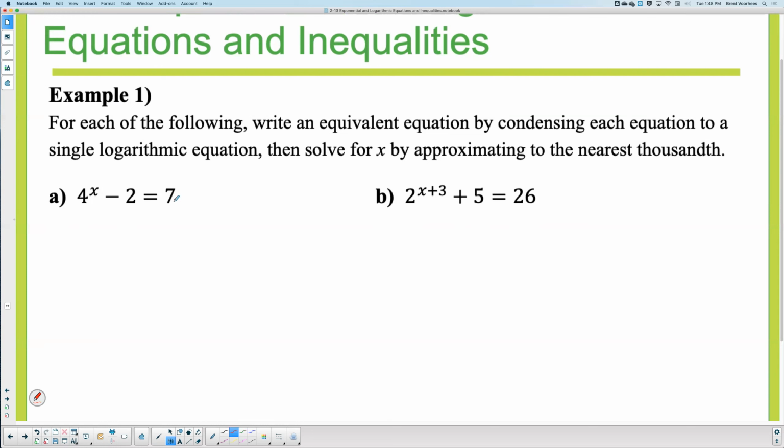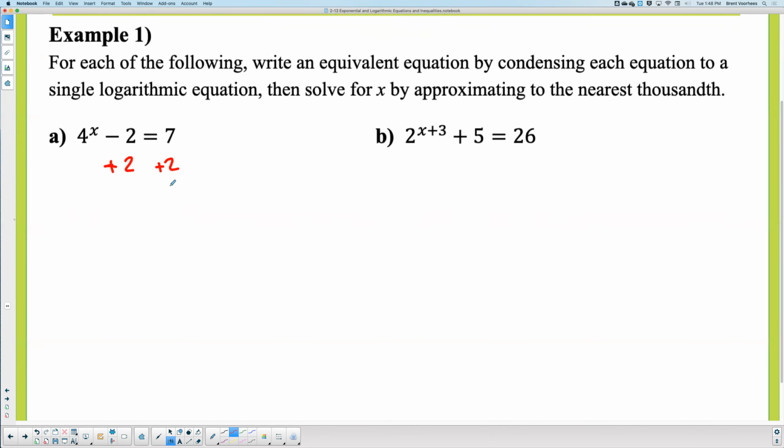The way to solve anything that's exponential or logarithmic is to isolate the exponential, in this case, or the logarithm, if you had the word log. Okay, so how would I isolate this? 4 to the power of x. I agree. We're going to add 2 to both sides. So we add 2 to both sides. We're left with 4 to the power of x equals 9.